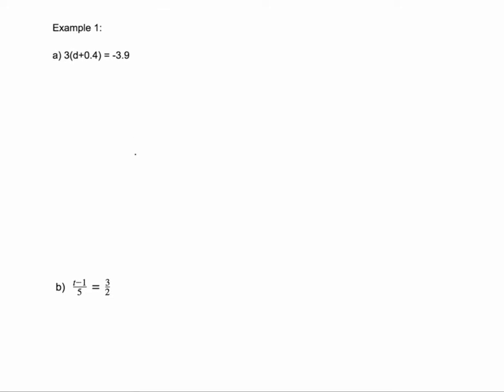In this question, we have 3, and then in brackets, d plus 0.4 equals negative 3.9. So I'm going to show this to you in two different methods. The first one is going to be distributing just like we just did. We're going to distribute the 3 into the brackets first. So this becomes 3d plus 0.4 times 3. You will have use of a calculator here. 0.4 times 3 is 1.2, which is equal to negative 3.9.